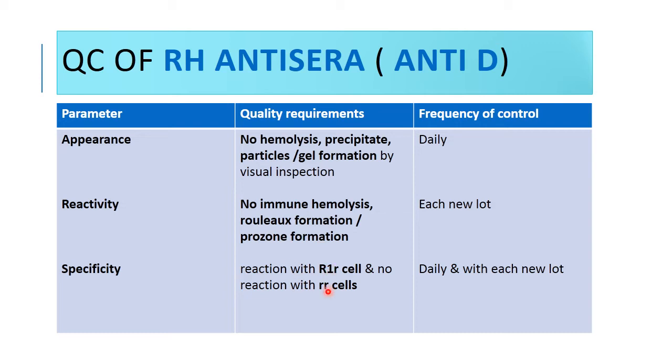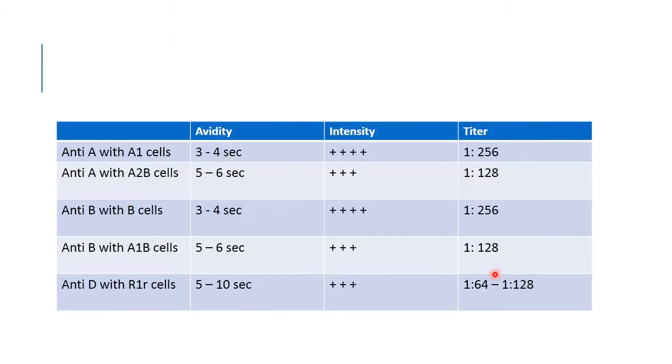Specificity: here two different Rh positive cells should be used, labeled as R1 and small r, which are two different cells with different concentrations of Rh antigens. And here also on a daily basis we need to do this checking.